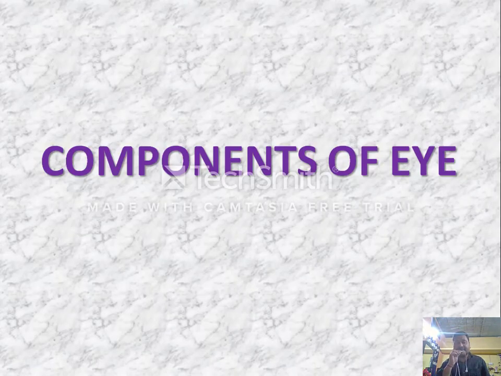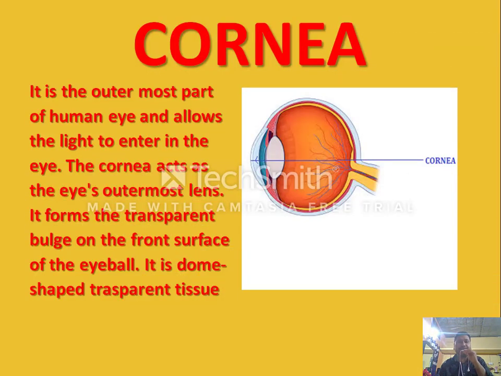Now we'll discuss different components of the eye. So what are the main components of the eye? The first component of the eye is the cornea. It is the outermost part of the human eye and allows light to enter the eye. The cornea acts as the eye's outermost lens. It forms the transparent bulge on the front surface of the eyeball. It is a dome-shaped, transparent tissue.